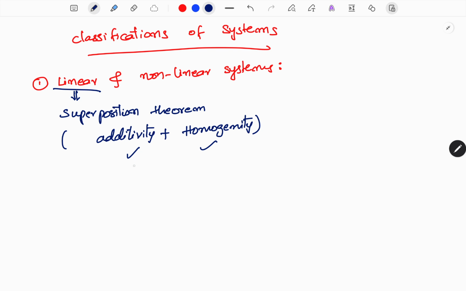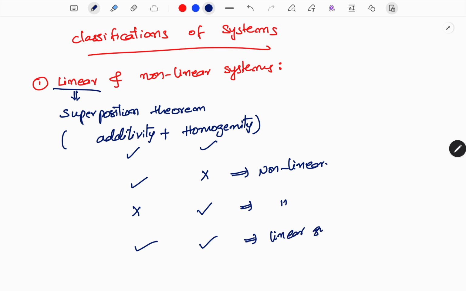If the system doesn't obey any one of these, for example if it obeys additivity and doesn't follow homogeneity, then it is called a non-linear system. If it doesn't obey additivity and obeys homogeneity, then also it is known as non-linear. If and only if it obeys both conditions, then it is called a linear system. Now we will see some examples for linear and non-linear systems.